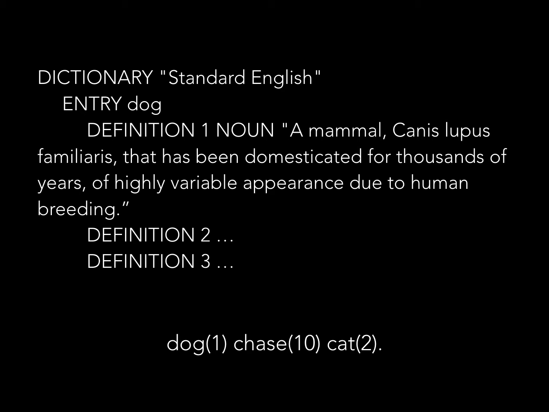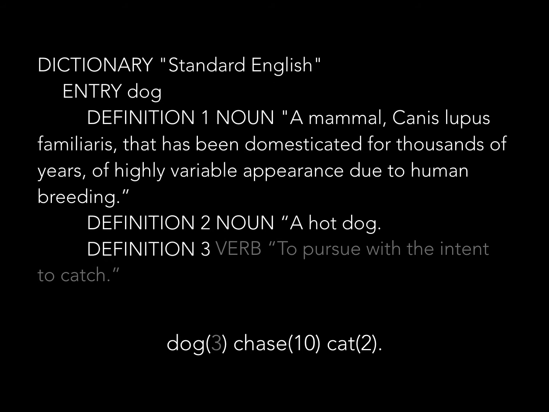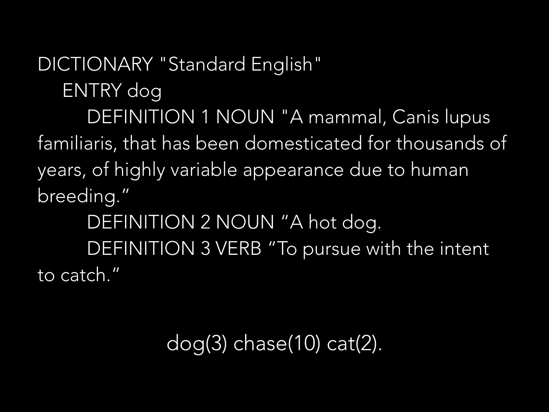If we change dog1 to dog2, then the meaning of the sentence would be, the hot dog chases the cat. If we changed dog2 to dog3, then we would get a compiler error, since the third definition refers to a verb rather than a noun, and multiple verbs, at least in this way, are not allowed. One reason for referring to specific definitions rather than merely the words themselves is to eliminate lexical and syntactic ambiguities.